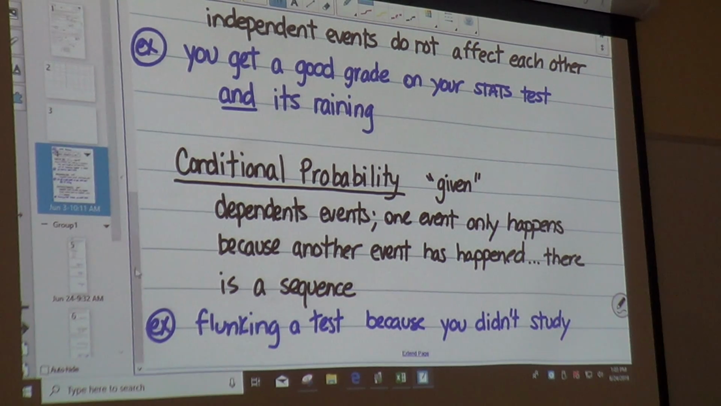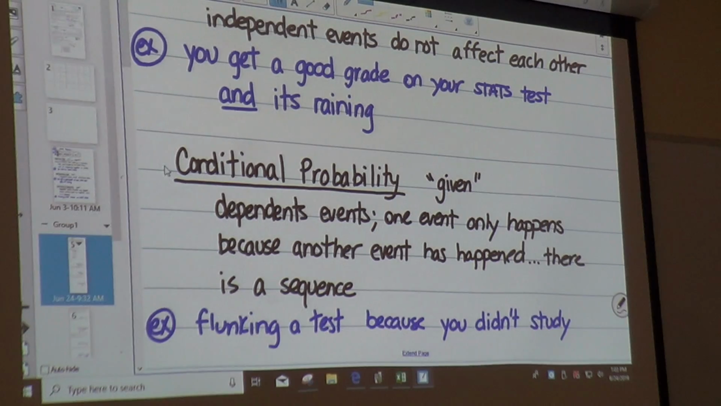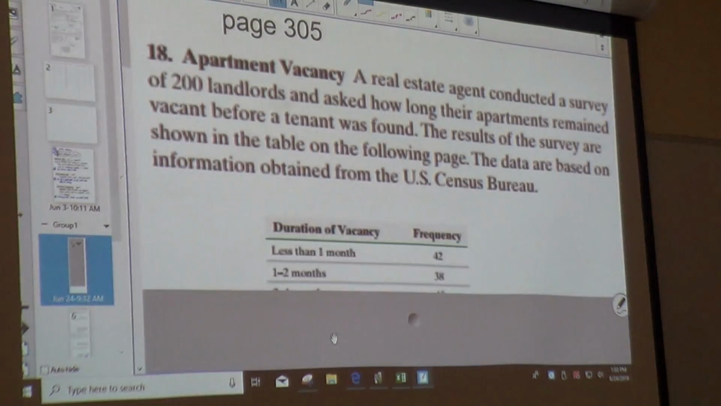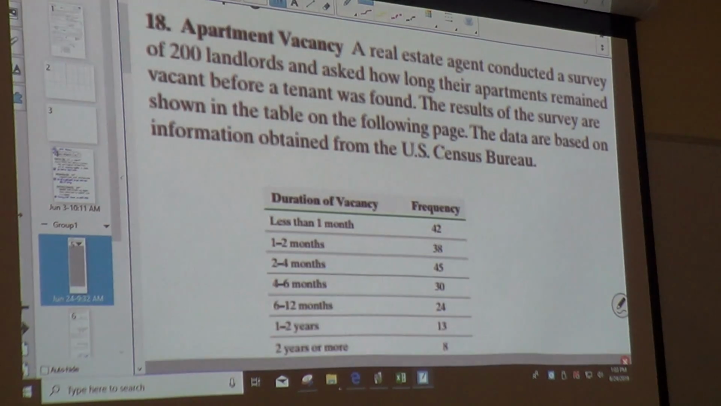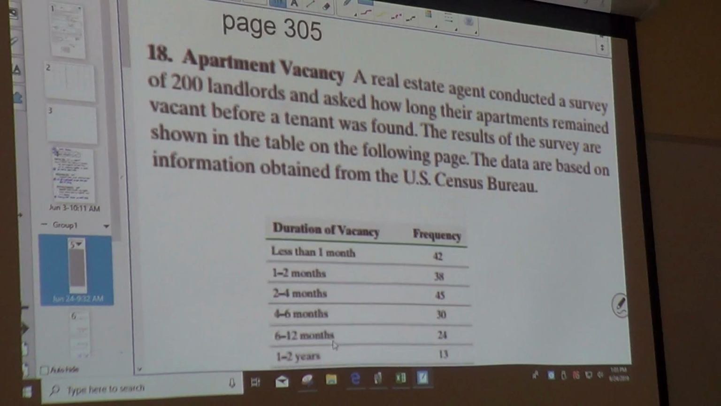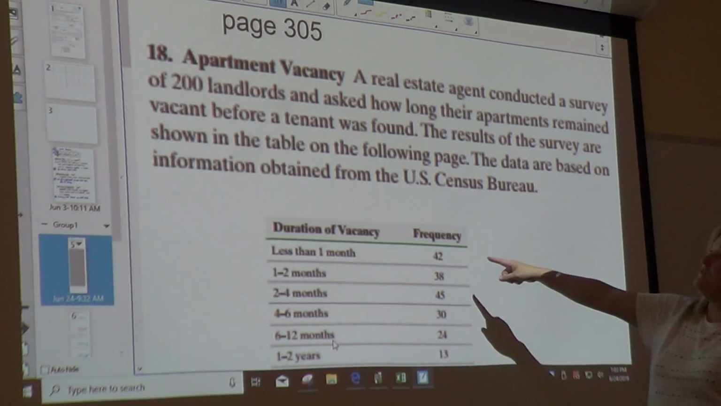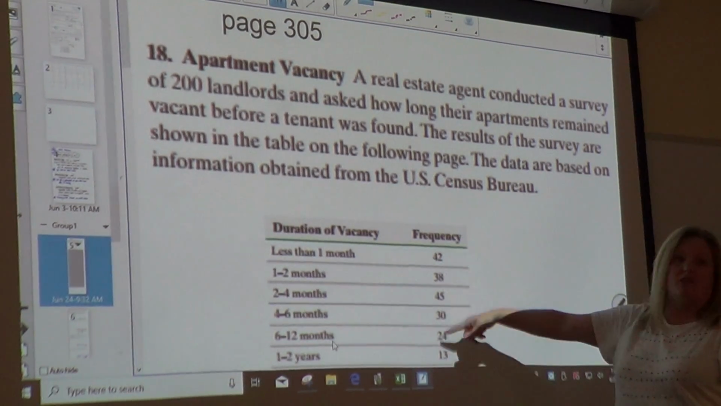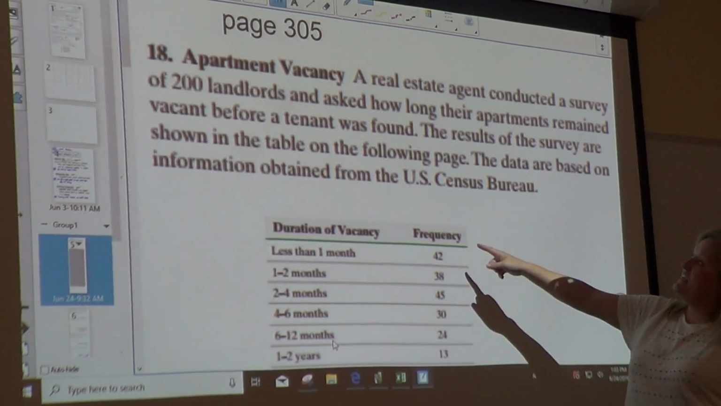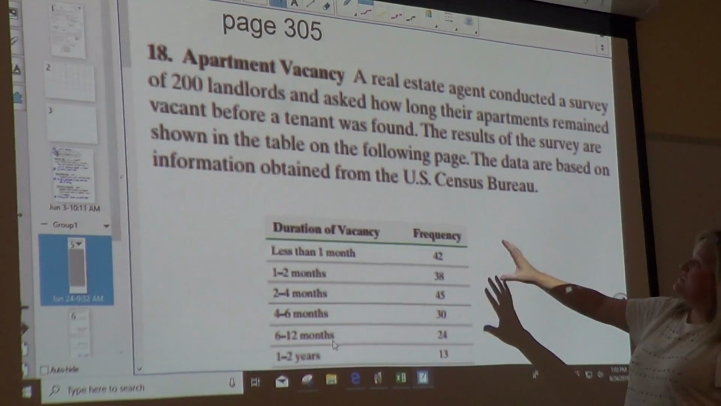So we're just going to go through and work some problems and I'm going to mix them up, which is really how it's going to be on your test. So even though I did not tell you that you had problems on your test from 5.6, you really do have problems on your test from 5.6 because it's everything mixed up. This one talks about you are conducting a survey of 200 landlords, which means all of this together is 200. They've asked how long they stayed in their apartment, and the results are below.